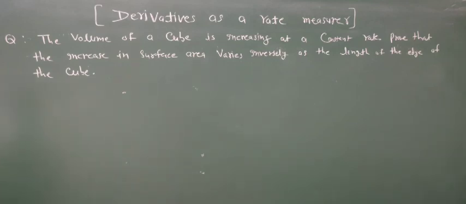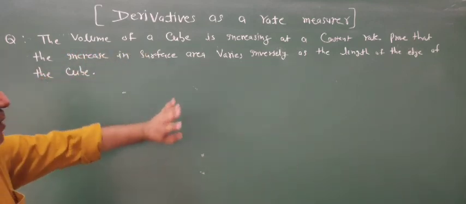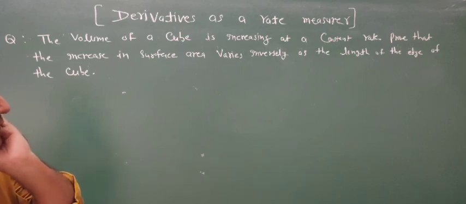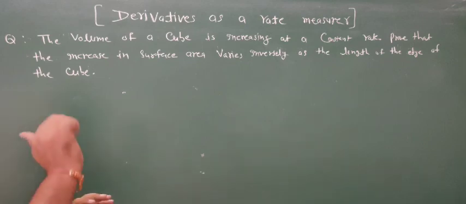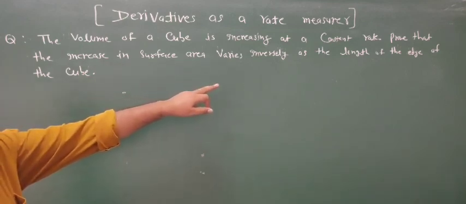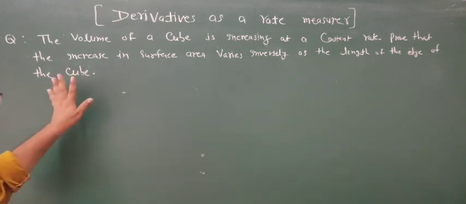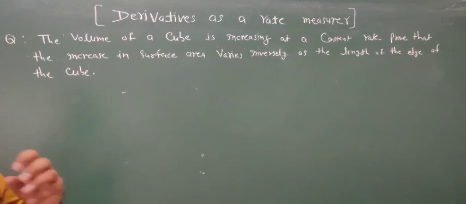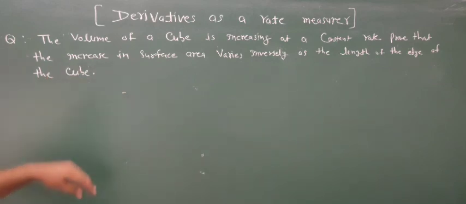Now I am taking next question. The volume of a cube is increasing at a constant rate. Prove that the increase in surface area varies inversely as the length of the edge of the cube. So in this question, it is given the volume of a cube is increasing at a constant rate. Prove that the increase in the surface area varies inversely as the length of the edge of the cube.